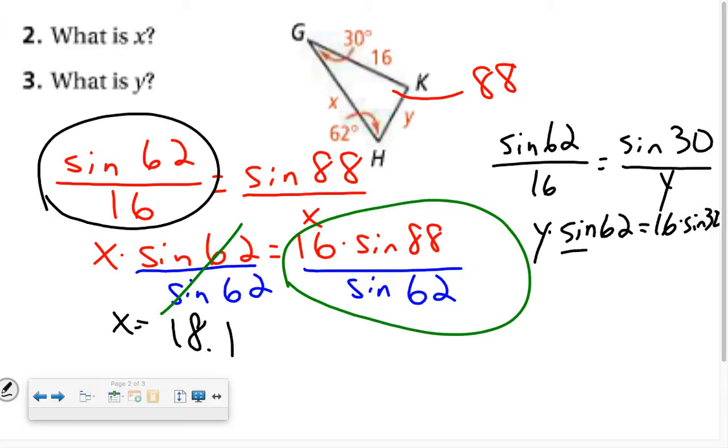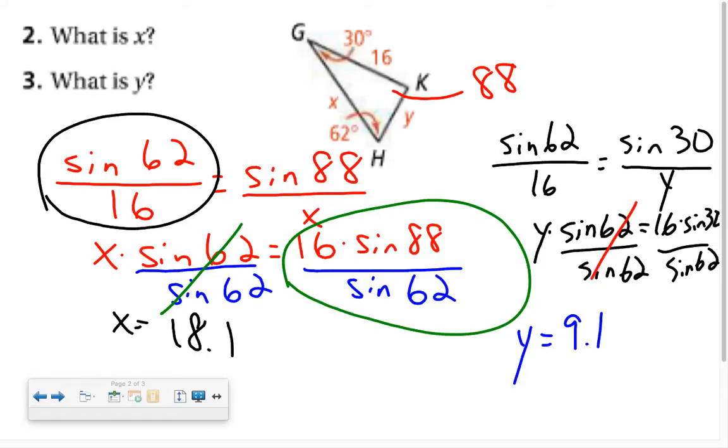So when I divide both sides by sine of 62, I have in my calculator 16 times the sine of 30, close parentheses, divided by the sine of 62, and that gives me approximately 9.1. So the value of y is 9.1. And that's how you use law of sines.